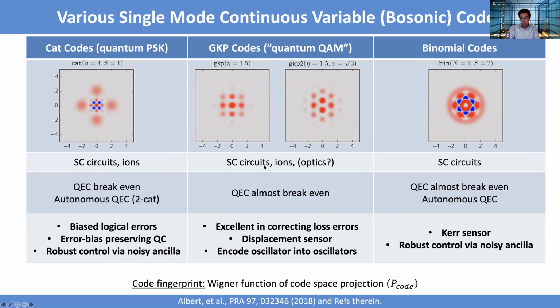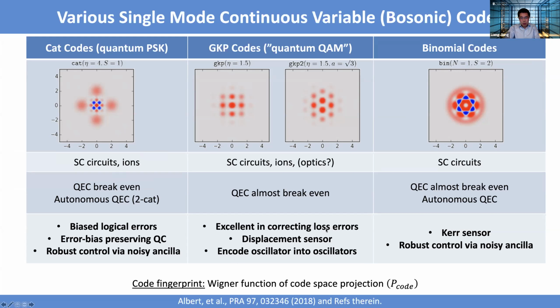And there are also recent experiments in both superconducting circuits and trapped ions, which show that the GKP code can be demonstrated experimentally. The performance of the GKP code is almost approaching break-even. Basically, it's almost as good as the best code that you can have without error correction. The GKP code is also excellent in correcting loss errors. One example is that even with 10% loss, in principle, the GKP code can restore the fidelity to 99.99%.